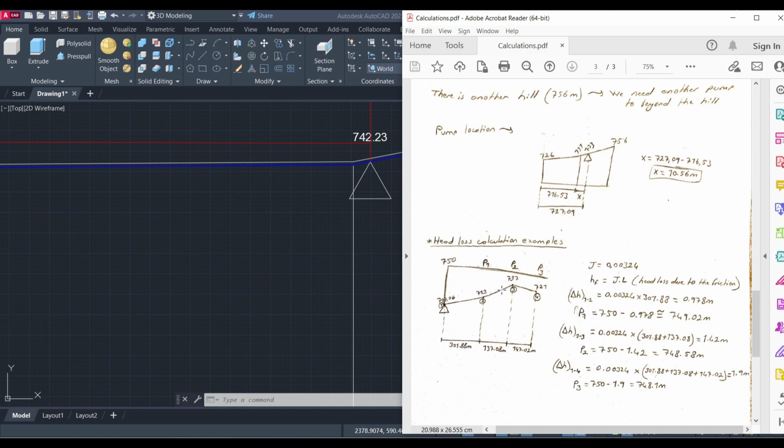And for the second head loss, we have again the same hydraulic slope, and we have the length from here to here, and we found the second head loss as 1.42 meters. And again, if we calculate the piezometric level, 750 minus 1.42 meters, and we continue to calculate all of the head loss calculations.